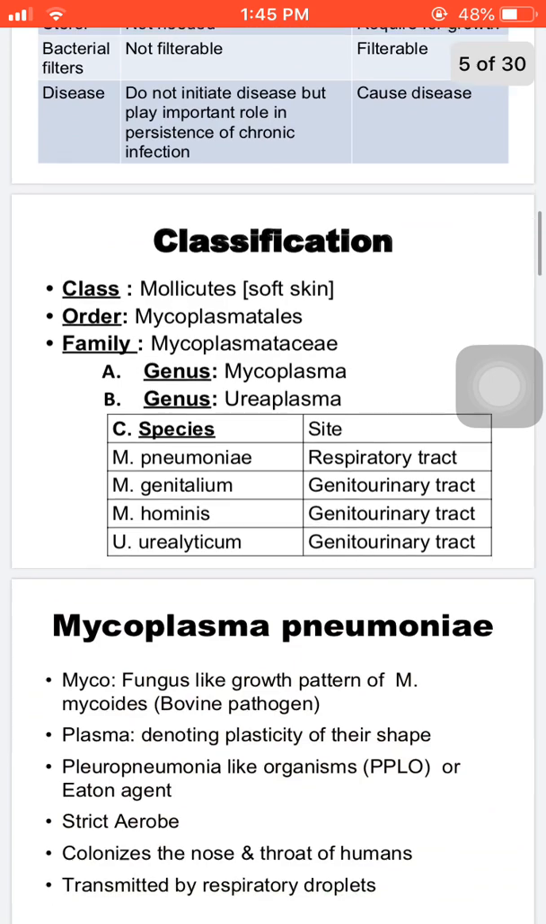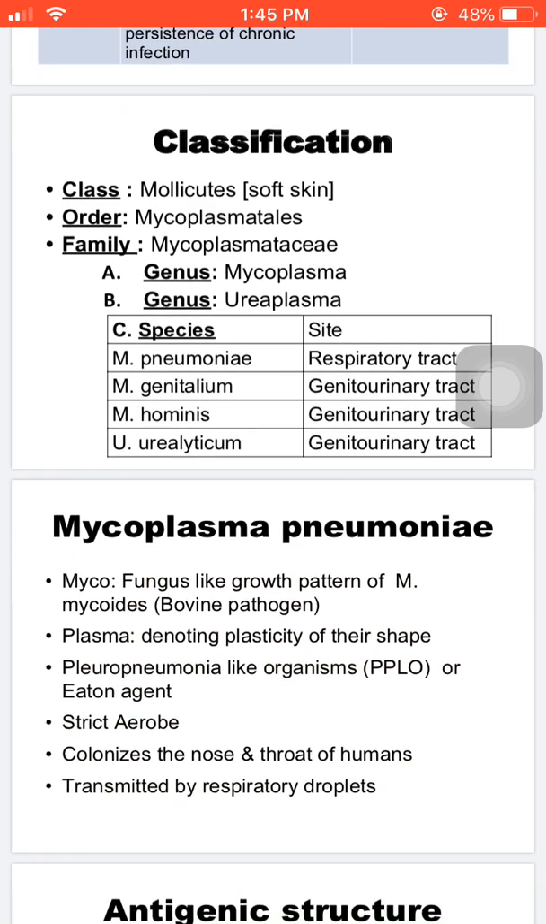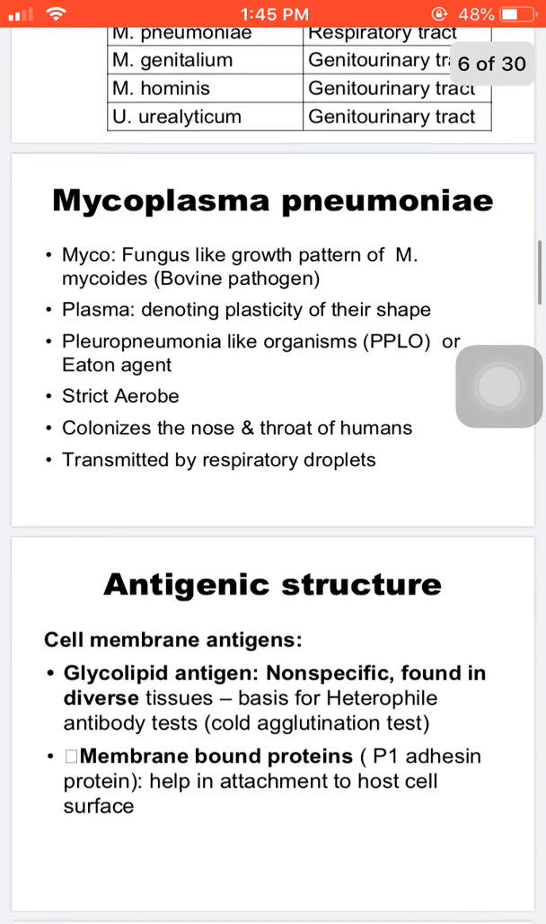Looking into the classification, they belong to class Mollicutes. It's a Latin word. Molli means soft and cutes is skin. So they belong to family Mycoplasmataceae, which includes several genera, but let us remember 2 genera, that is Mycoplasma and Ureaplasma, which include a variety of species causing human diseases. So among these, let us mainly remember 4 species. One is Mycoplasma pneumoniae, which causes respiratory tract infections, and the other 3 are Mycoplasma genitalium, Mycoplasma hominis, and Ureaplasma urealyticum, which cause genitourinary tract infections. Now let us learn about Mycoplasma pneumoniae.